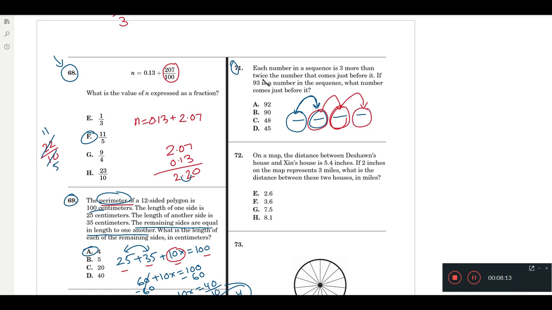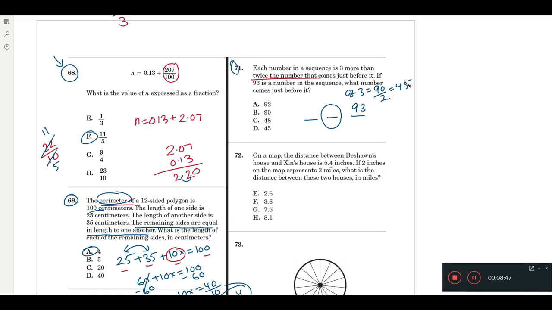That's what they're saying. You could work backwards. If 93 is a number in the sequence, what is the number that comes just before it? So 93 equals 3 plus 2x. This number was earned by whatever the previous number was, times 2, and then add 3, right? So we can go in reverse. First subtract 3, and divide by 2. 45.